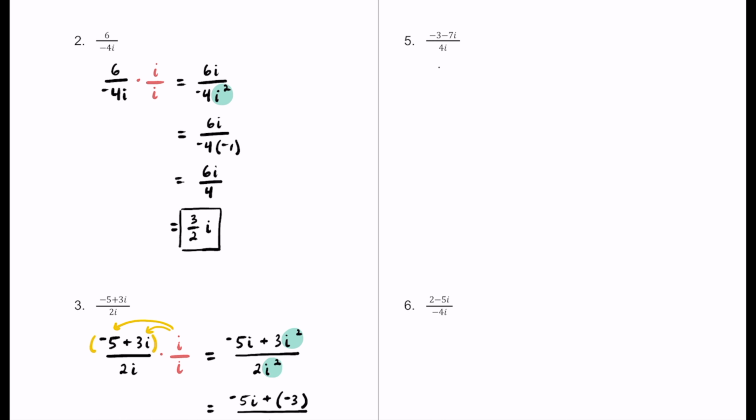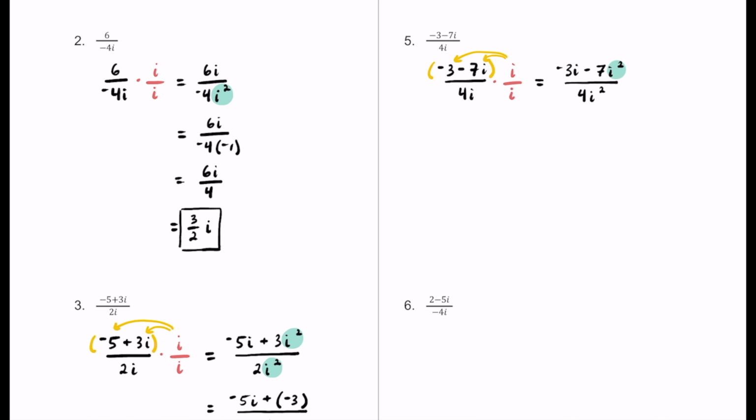For number 5, we have another similar one. So we have negative 3 minus 7i, and this is on top of 4i. Okay, now what we're going to do is let's go ahead and multiply top and bottom by i, just leave that 4 alone, and let's go ahead and take the i on top and distribute it. So i times negative 3, that's going to be negative 3i. Then take this i and multiply by negative 7i, so it's going to be minus 7i squared. And then underneath this, let's go ahead and take this i and multiply by 4i, that'll be 4i squared.